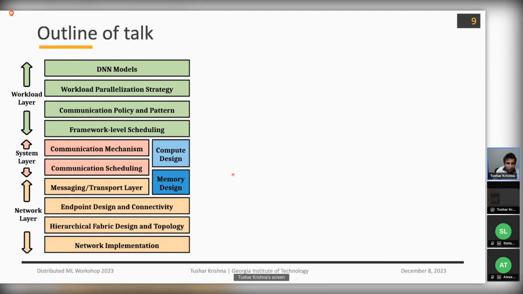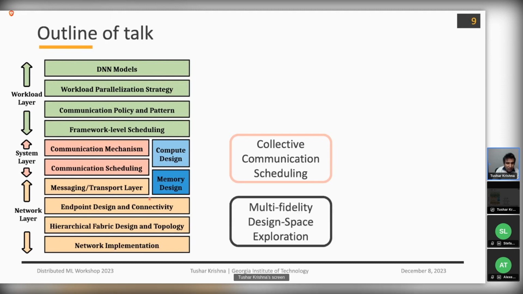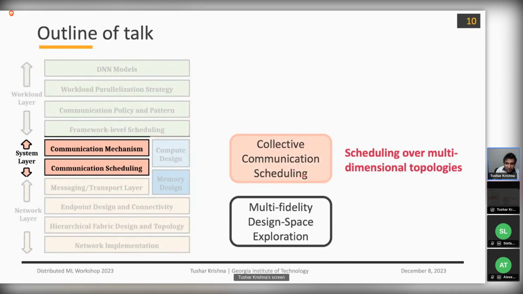I'm actually going to talk about 2 things today. The first is going to focus on some work we've been doing on collective communication scheduling. And the second is going to focus on how do you model and simulate this entire stack in a multi-fidelity manner. How do you think about workloads, and how do you think about modeling these systems? So that's the key outline. I'll start with the first piece, where specifically I'm going to talk about scheduling over multidimensional network topologies.